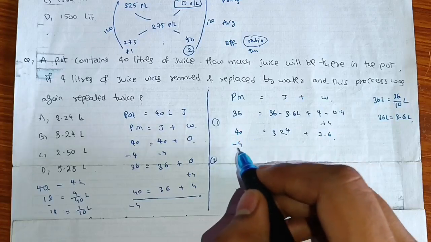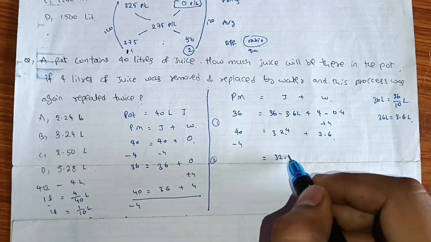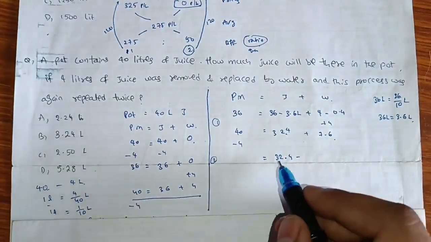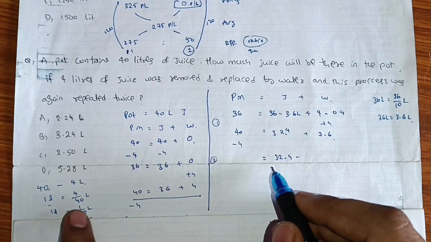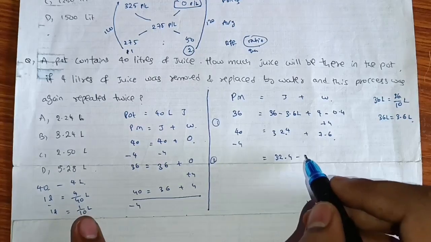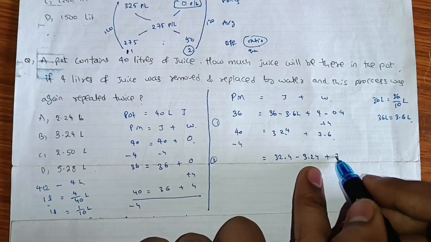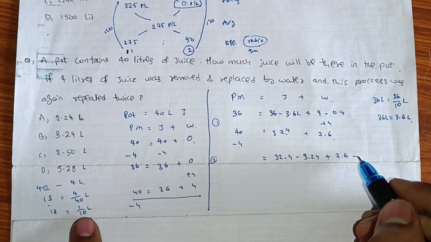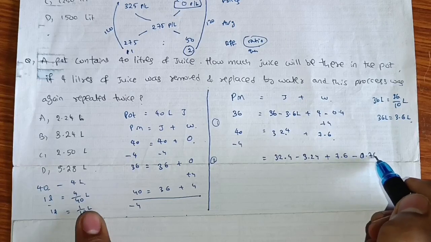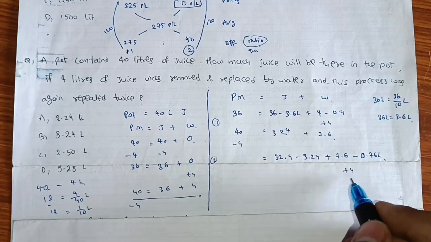If the 4 is removed here, then from this we remove 32.4. Applying the same here, multiplying 32.4 on both sides, we get 3.24, and for the 7.6 we get 0.76 liters to remove. Again it is replaced with water, 4 liters.